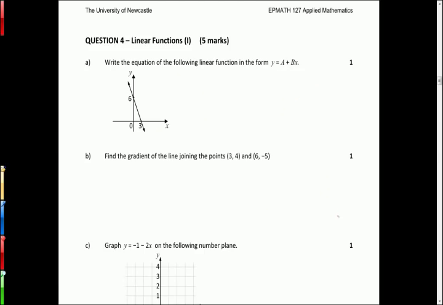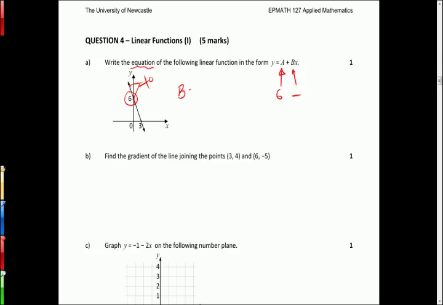Okay, 4. Write the equation of the following linear function in the form y equals a plus bx. As soon as it says write the equation, I knew I was going to use y equals a plus bx. I know a is the y-intercept, which is pretty easy. The y-intercept is the number 6. And b is the gradient. Clearly we've got a negative gradient here, because walking left to right on this, I'm going downhill. It's a negative gradient. And gradient is rise over run.